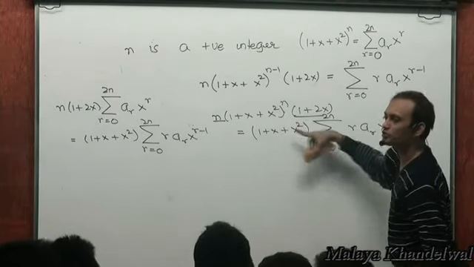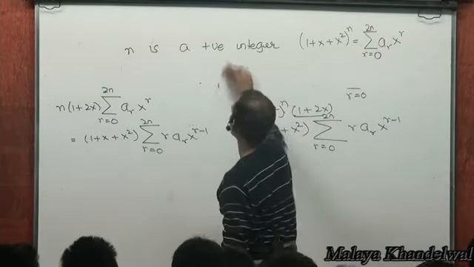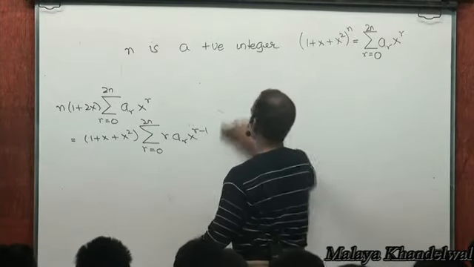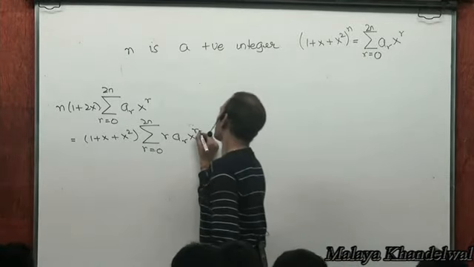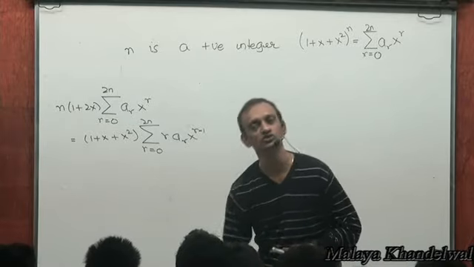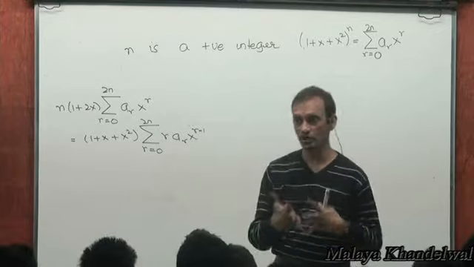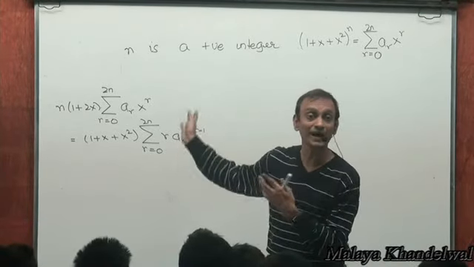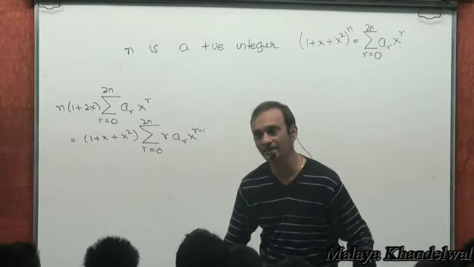Can I just remove the clutter from here? Okay. Let me attempt to equate the coefficient of x^r on both sides. This is an identity, so the coefficient of x^r on the left hand side must be the same as the coefficient of x^r on the right hand side. Clear?